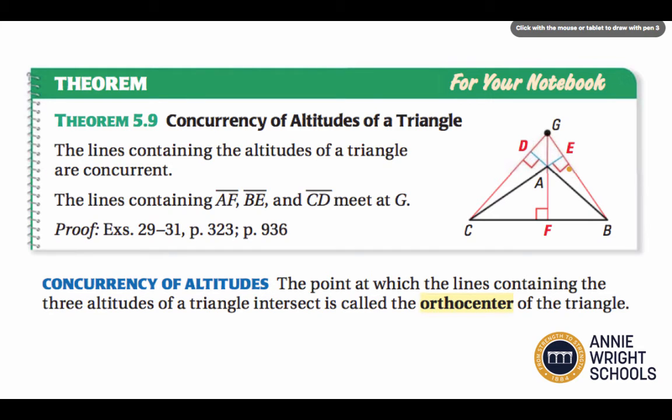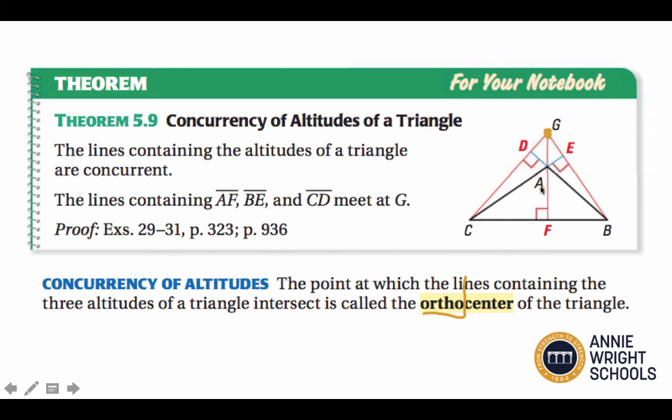So if we were to look at the lines containing these 3 altitudes, so we extended this altitude, and we extended this one, and we extended this one, the lines containing them hit at a point, and that point is called the orthocenter. And ortho you can think of like orthodontist. An orthodontist makes your teeth straight. And it's related to ortho, meaning 90 degrees, or I'm not exactly sure what it means, but it has a lot to do with right angles and kind of straight lines, but we get that term orthodontist from it. But orthocenter is the point where the lines containing the altitudes meet.